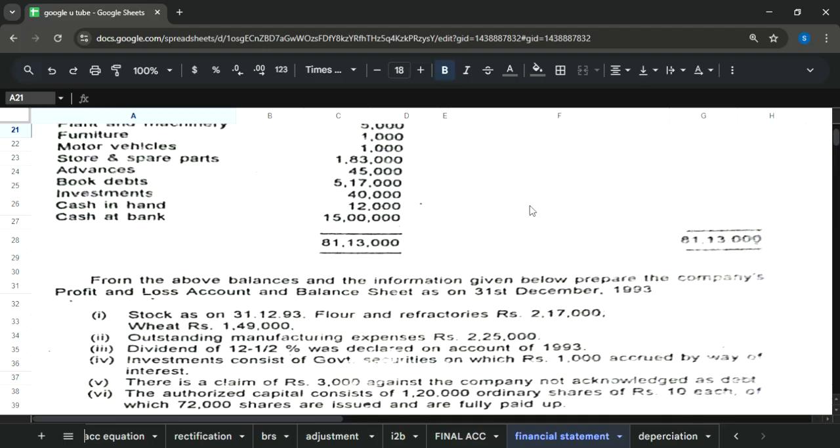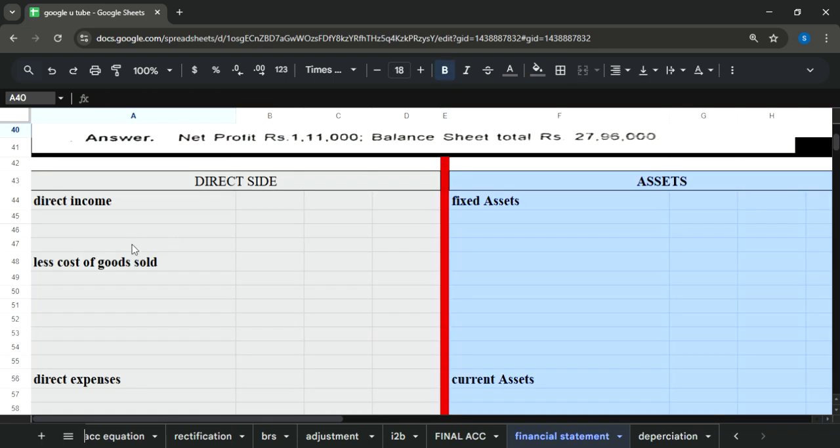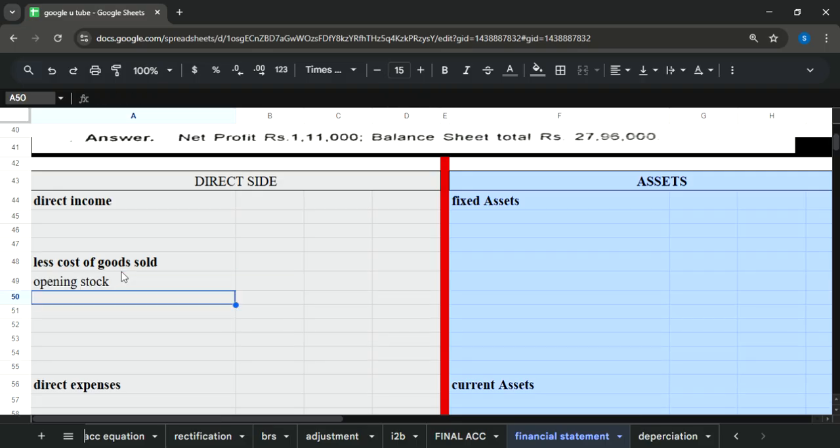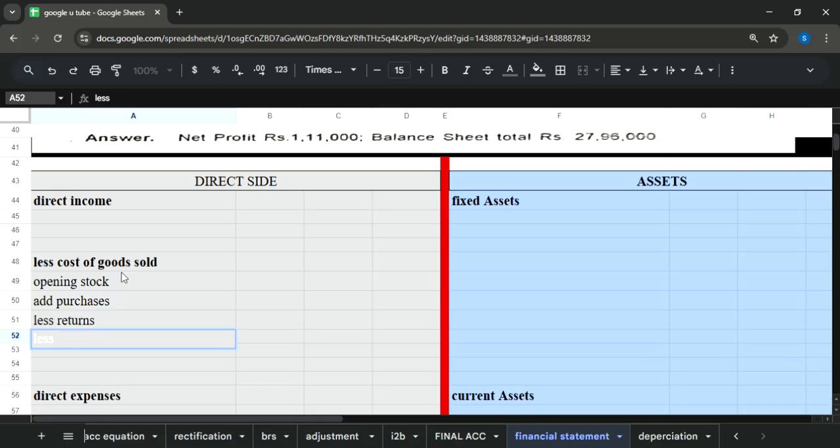So let's begin. It was earlier informed that we will be focusing upon adjustments as our first step. So let's begin from adjustment number 1. Stock on 31st December is mentioned. What does that mean? Our last date is also 31st December 93. So it's a closing stock. We'll go to the cost of goods sold statement, where first we will mention opening stock, then we will add purchases, we will subtract returns, and finally we will subtract closing stock.